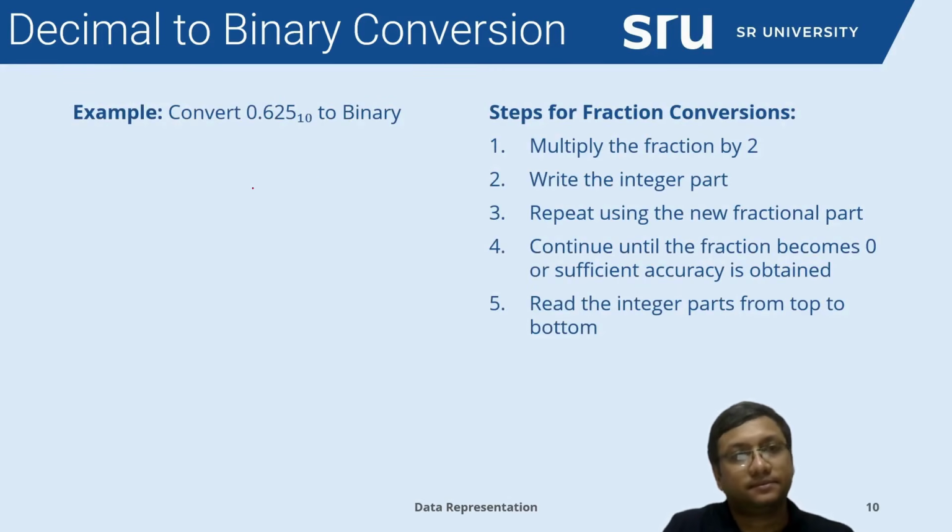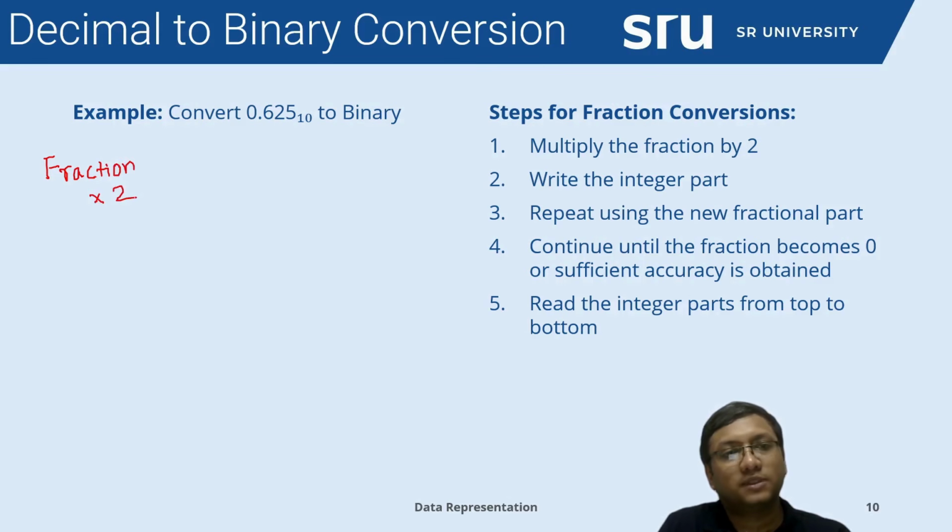Now how to convert a decimal fraction to a binary fraction? For that we need to make one table. How does it look? First we will write the fraction into 2. This is my first column of the table. Second, if we multiply the given fraction, for example 0.625, definitely we will get some result.